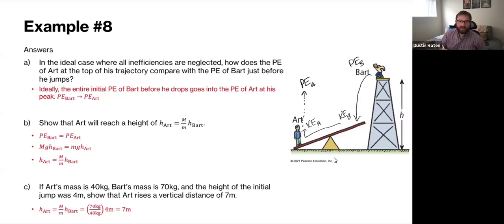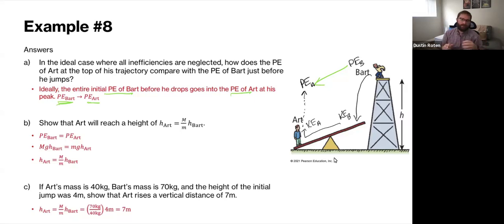So the point of this is essentially we can skip ahead. We know that there's going to be lots of energy transformations, but we just want to relate these two things. The idea here is if we can ignore all the inefficiencies, all of Bart's potential energy is going to become all the potential energy for Art. So this energy gets transferred to this potential energy. And that's, of course, if everything stays perfectly efficient.